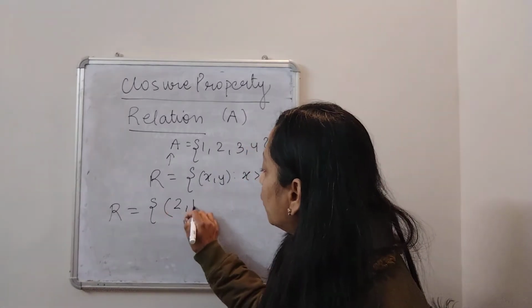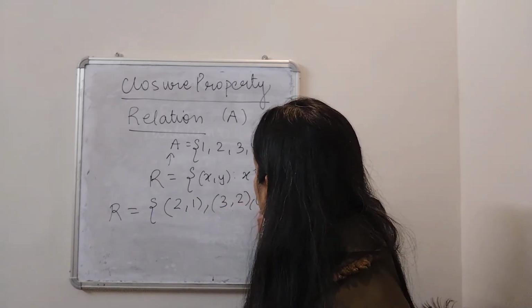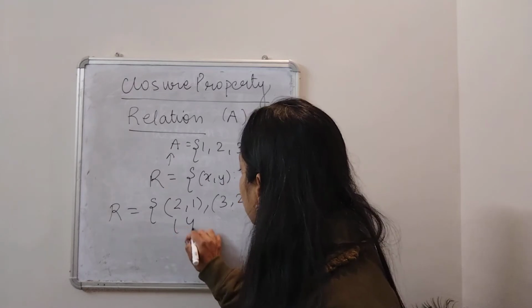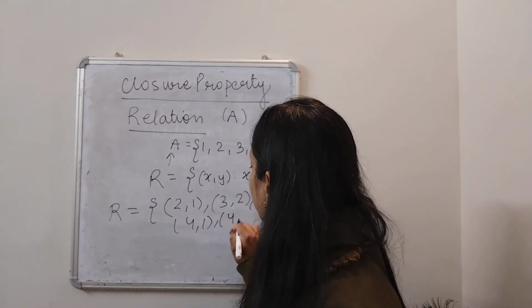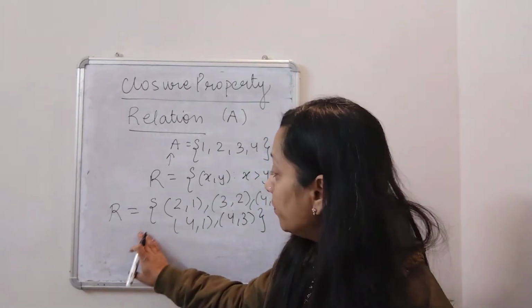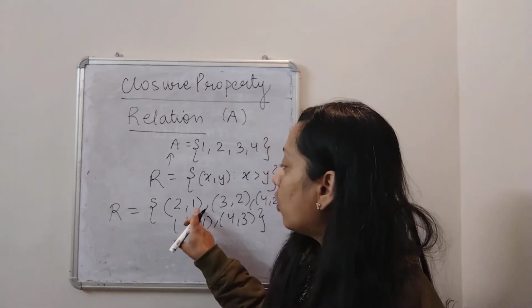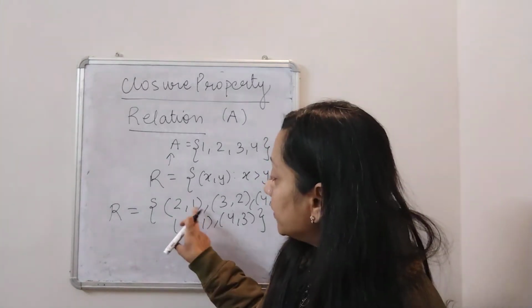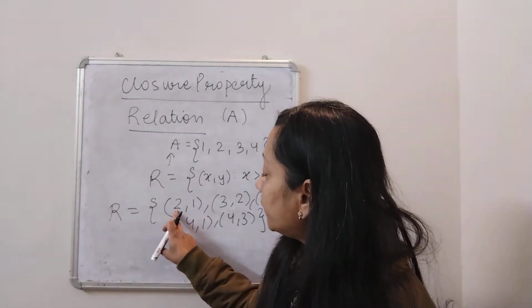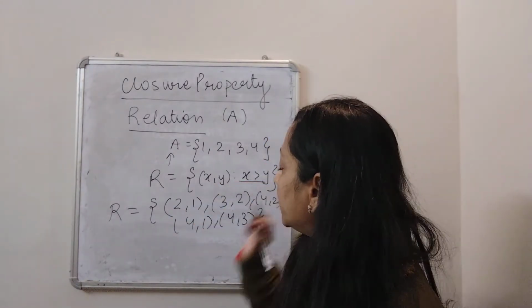So we can take 2 1, we can take 3 2, we can take 4 2, we can take 4 1, we can take 4 3. We have to keep in mind that the relationship set will be formed using coordinate pairs in such a manner that the first element of the coordinate pair will always be greater than the second element. The condition is x is greater than y.